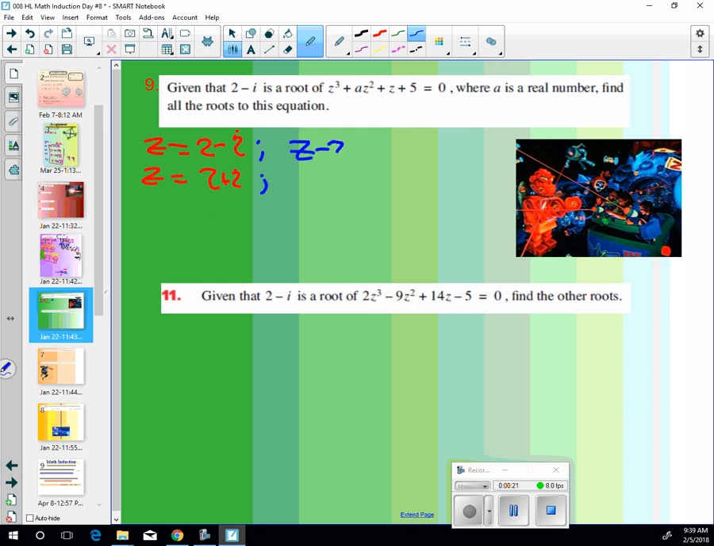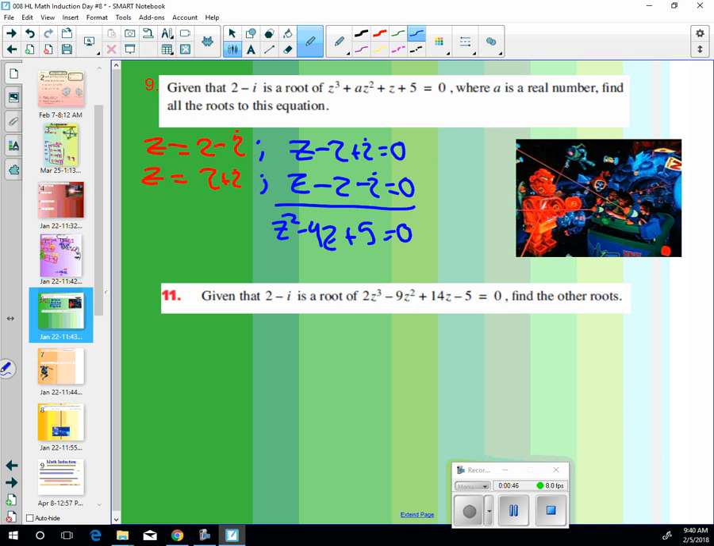z minus (2 plus i) equals 0. And notice what happens to the 2. It's still the same for the conjugate, still minus 2. So when I multiply those out, I get z squared minus 4z plus 4 plus 1, which is 5. But you can multiply those out. All the i's will cancel out, so I don't even have to do that.